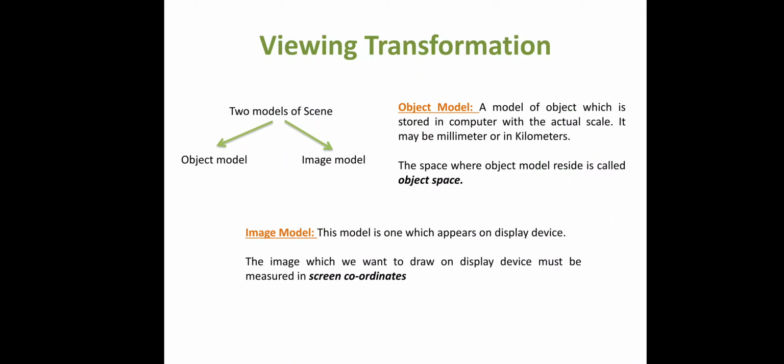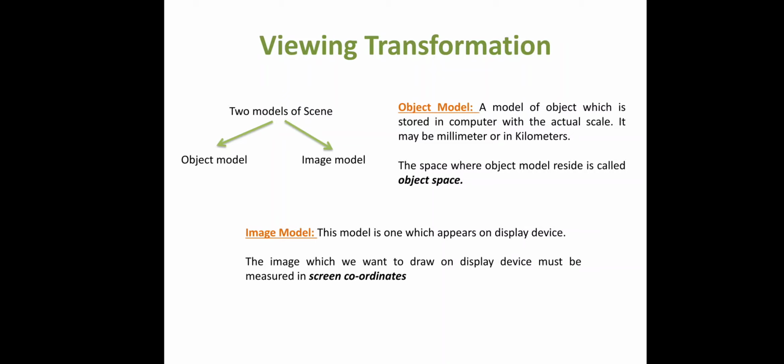The other term is called the image model. The image model is the model which appears on the display device. So, whatever we are displaying on our devices is called the image model, meaning that the object gets converted into an image and that is displayed onto the screen with the display device.